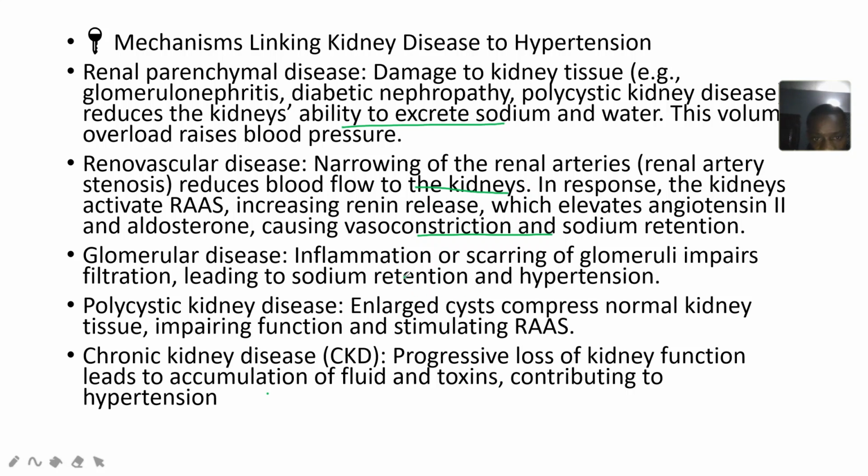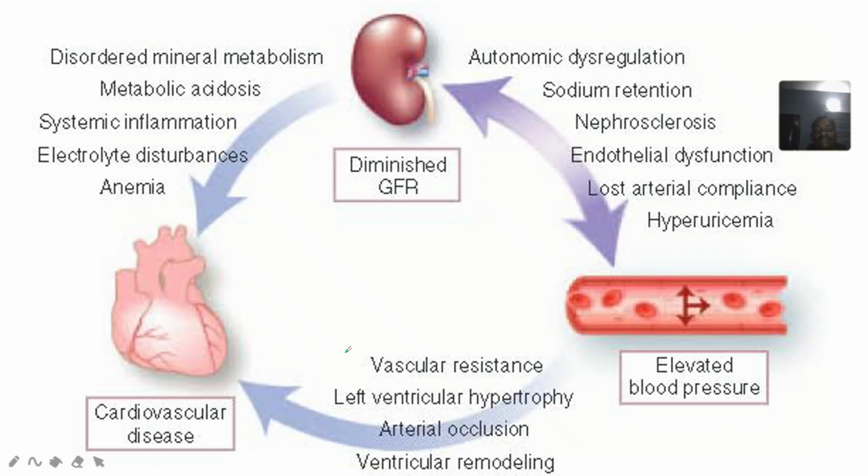Then you can have glomerular disease, where there's inflammation and scarring of the glomeruli, which impairs filtration. So there's retention of sodium and water, increasing the blood volume and increasing hypertension. In polycystic kidney disease, we have a lot of cysts, and these cysts make the kidney not function normally, which could lead to hypertension. In chronic kidney disease, the kidney is gradually losing its function, so this could also lead to complications like that.